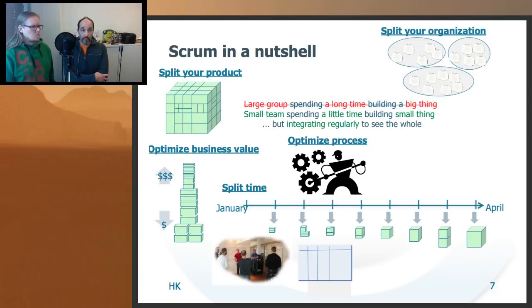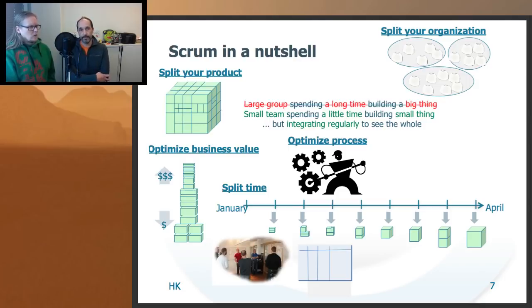But then you also split your business value, and this is something you don't do in every method. But in Scrum, it's very important. Business value means basically requirements, which are expressed in Scrum in terms of a product backlog, which contains not all requirements but those that you have discovered, and those are also prioritized so that the most valuable ones that should be implemented first are on the top. That's what we mean by optimizing business value. You always know which are the most valuable ones to implement next.